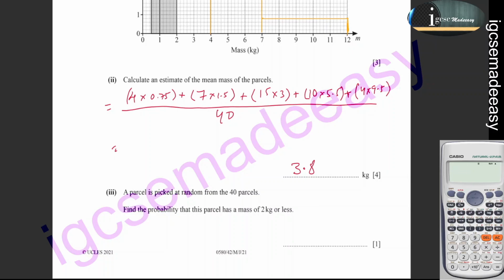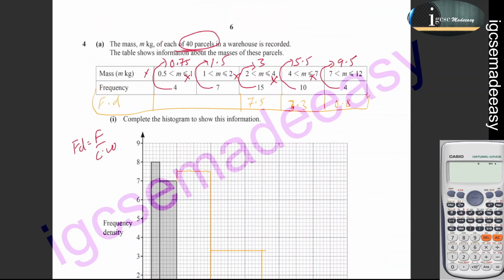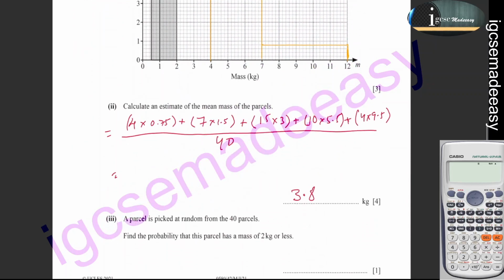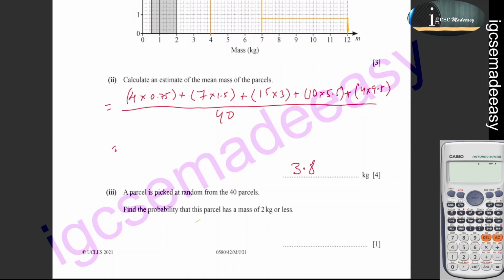A parcel is picked at random from the 40 parcels. Find the probability that this parcel has mass of 2 kg or less. So let's look at the table. 2 kg or less is 7 plus 4. So 7 plus 4 is 11. So 11 out of 40 parcels are 2 kg or less. So this will be our answer.